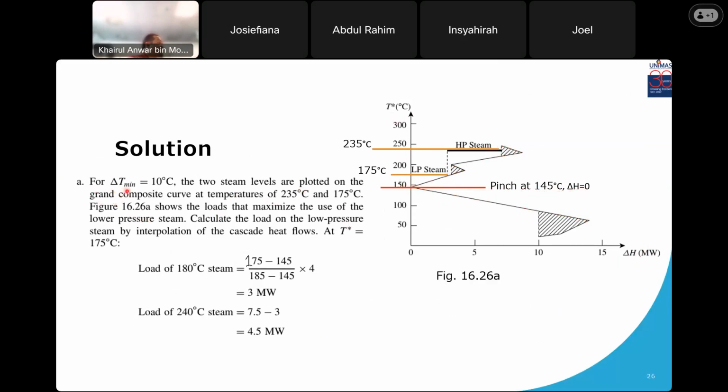For delta Tmin equal to 10 degrees C, the two steam levels are plotted on the grand composite curve at temperature of 245 degrees C and 175 degrees. Figure 16.2a shows the load to maximize the use of lower pressure steam. Calculate the load on the low pressure steam by integration of the cascade.